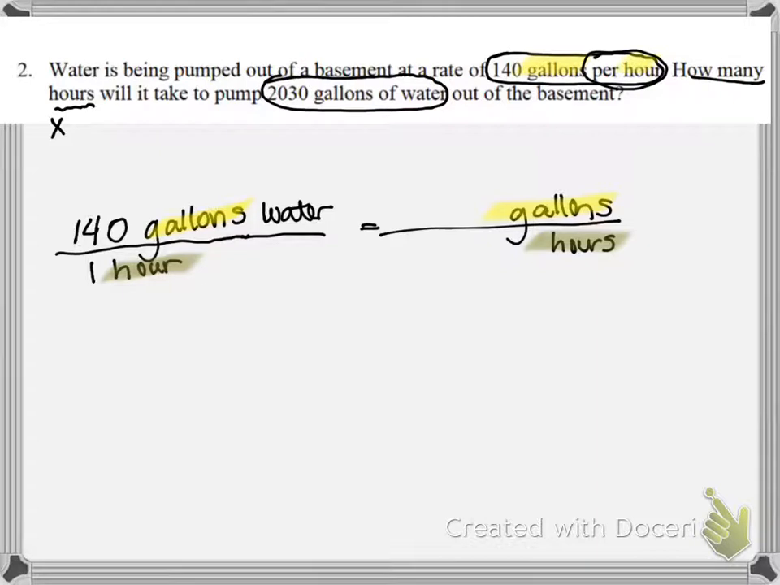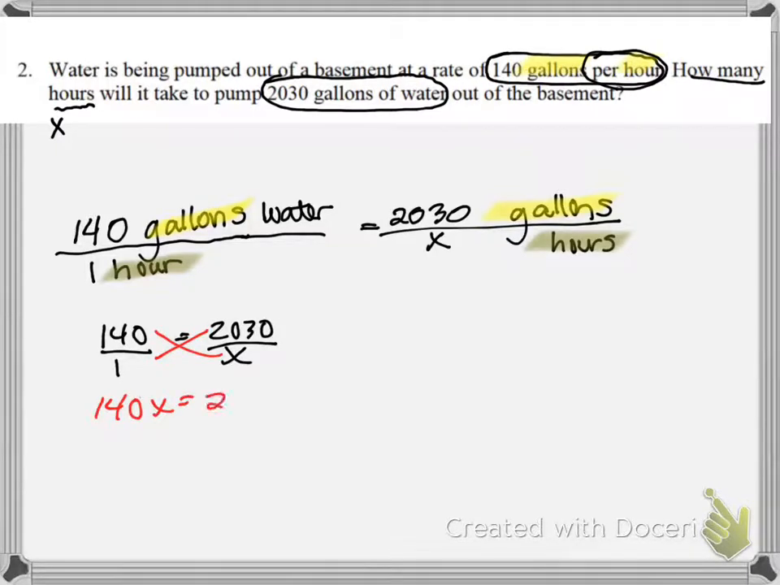So then we have this 2030, so that should go next to the gallons, because that's a measurement of how much water we have. And then we have our variable x, and that's the number of hours. So I have succeeded once again in creating a proportion. So we can cross multiply as we do. And then at this point, I probably am going to have to get out my calculator because I don't think I can do that math in my head.